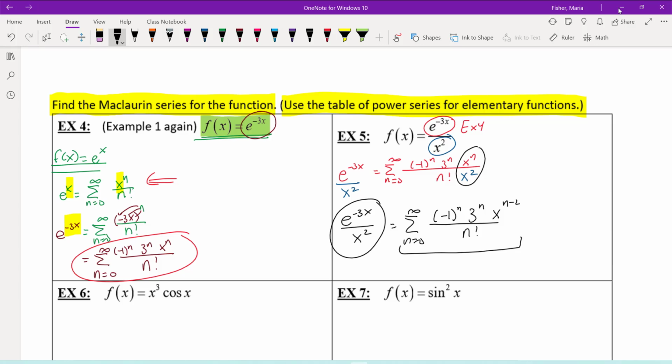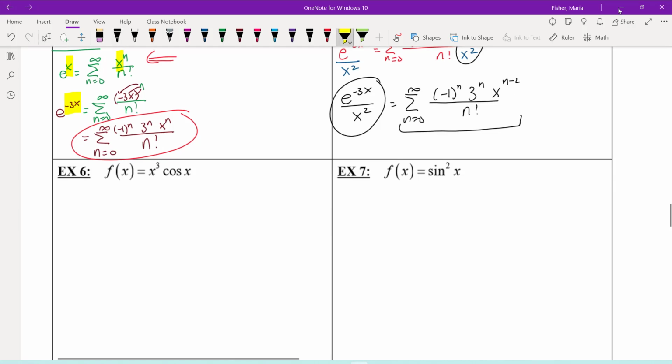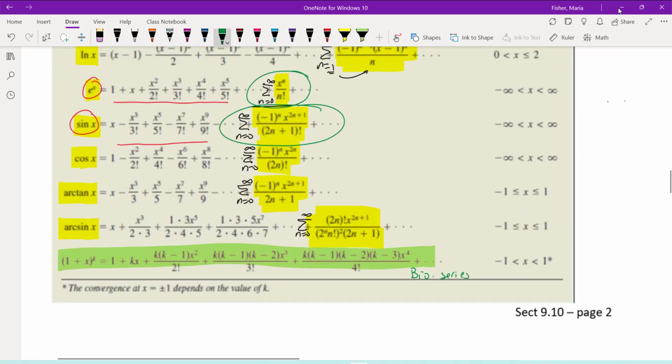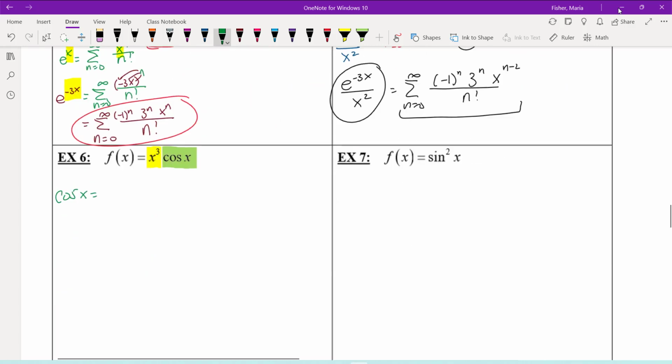What about x cubed times the cosine of x? Well, this again is a power of x. So let's figure out what the power series is for the cosine of x. Well, the cosine of x, if I scroll back up, I know it's going to equal the sum from n equals 0 to infinity of negative 1 to the n times x to the 2n all over 2n factorial. So we say that this is just the sum from n equals 0 to infinity of, again, negative 1 to the n times x to the 2n all over 2n factorial.